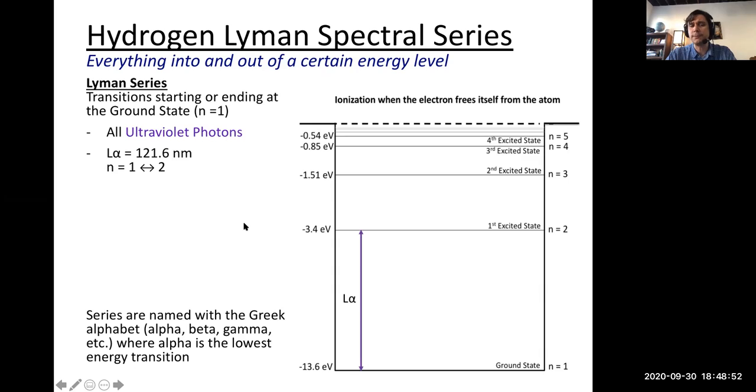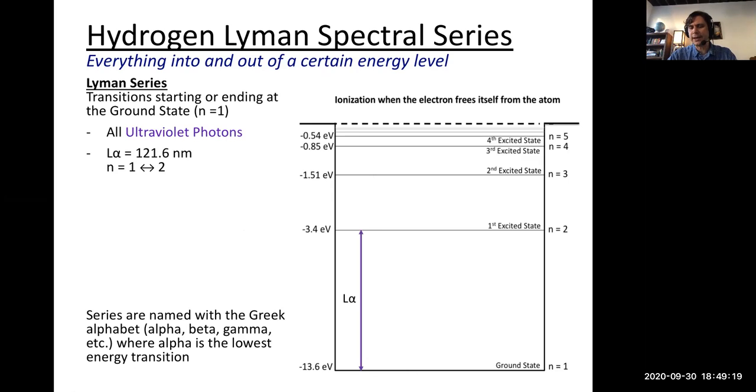That's 121.6 nanometers. This would be the lowest energy, because notice if I want to go from the ground state to anything above it, that's more energy. More energy is shorter wavelengths. So this is our longest wavelength, our lowest energy photon in the Lyman series. It moves an electron from the ground state to the first excited state.